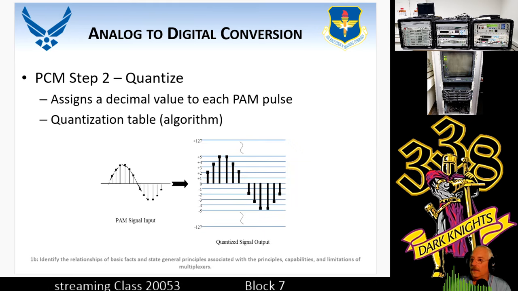Step two is when we take those pulses and apply a decimal value to it. And we use something called a quantization table. And there's two different types. We have a uniform and a non-uniform quantization table when we take those pulses and apply it and make a decimal level.